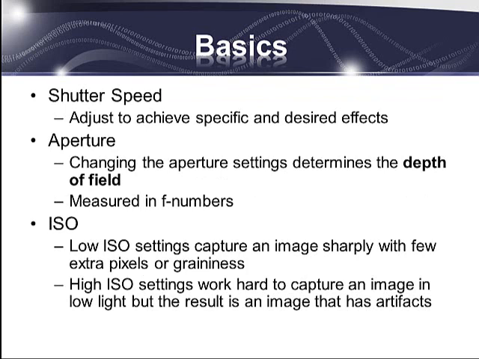Shutter speed adjusts to achieve specific and desired effects. Changing the aperture settings determines the depth of field, and it's measured in f numbers, often referred to as f-stop or f-ratio. ISO. Low ISO settings capture an image sharply with few extra pixels or graininess. High ISO settings work hard to capture an image in low light, but the result is that the image has artifacts.